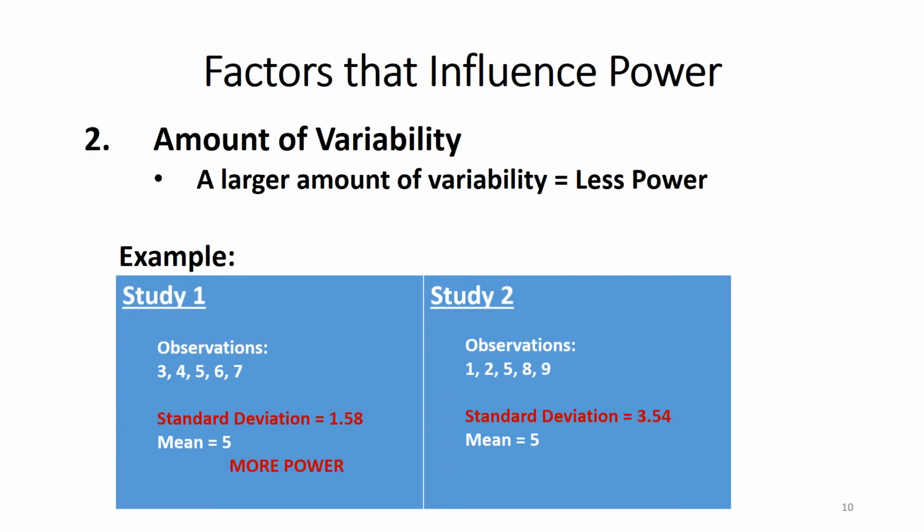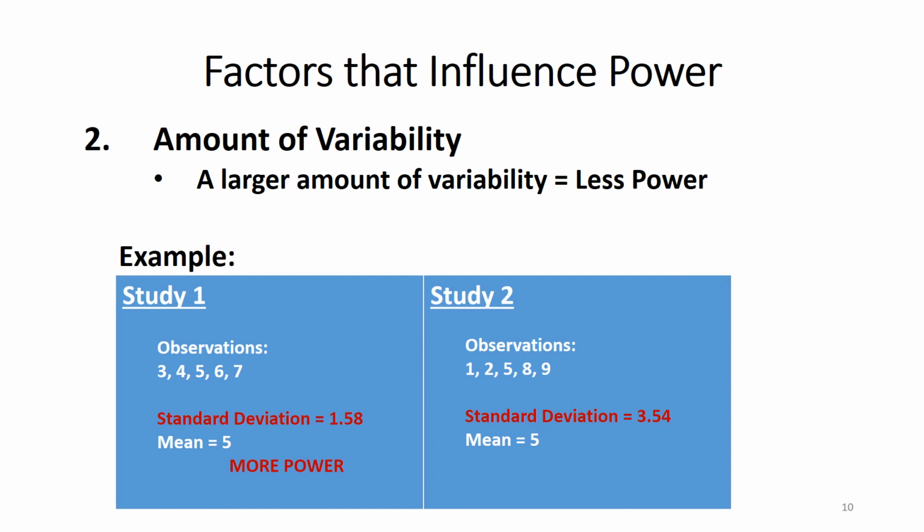Second factor that influences power is the amount of variability. So this is the amount of variability in the individual observations that you're getting from your sample respondents, from your people, your subjects, whatever you want to call them. Okay, so a simple way to, just for memory purposes, a larger amount of variability equals less power.